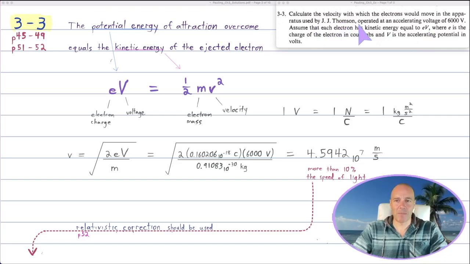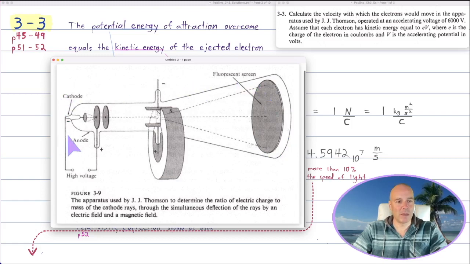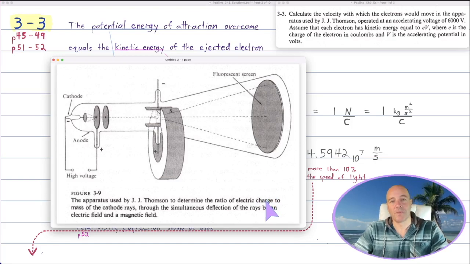Let's first look at the apparatus used by Thomson. This is the cathode ray tube that he used to determine the electric charge to mass ratio. The way it works is you have a metal anode separated from a metal cathode, and a large applied voltage between them causes electrons to jump from the cathode and accelerate towards the anode. The little hole lets the electrons pass through and eventually strike the fluorescent screen over there.